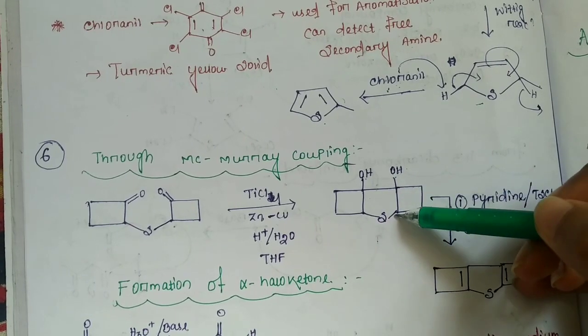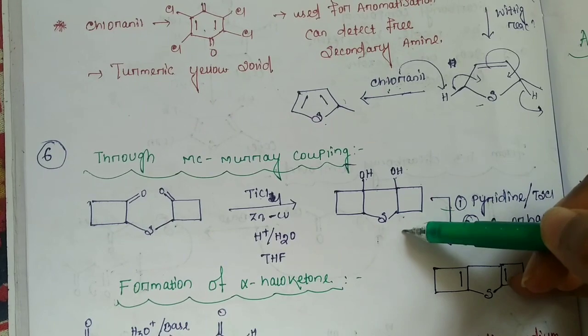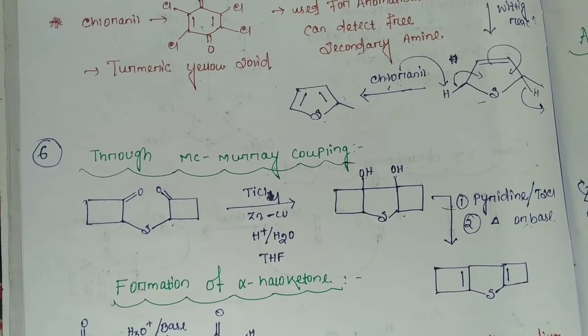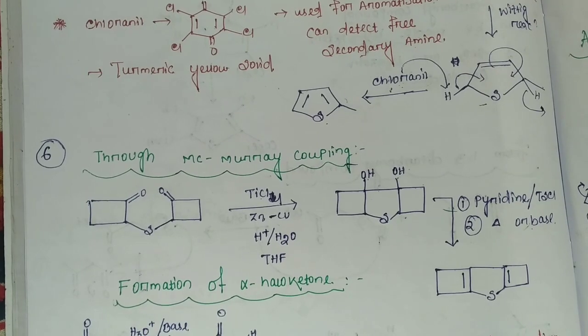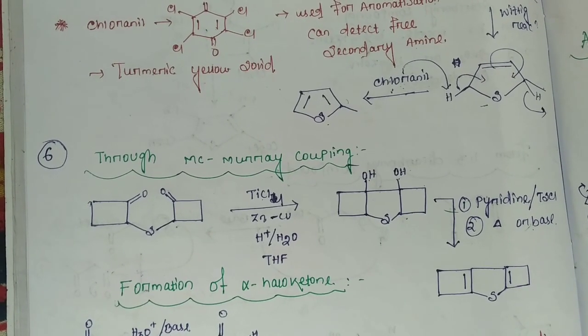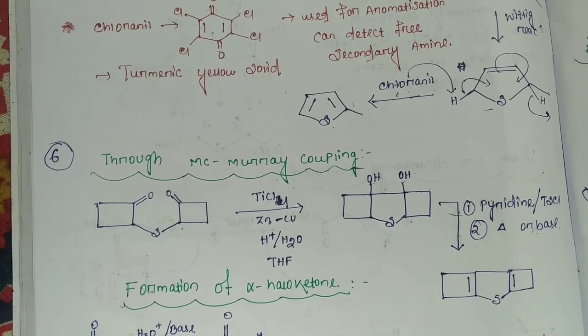Why is H removed from here, not here? Because if it is removed from here, we will get an aromatized product. I have already mentioned in the video that getting an aromatized product is the strongest driving force in organic chemistry.